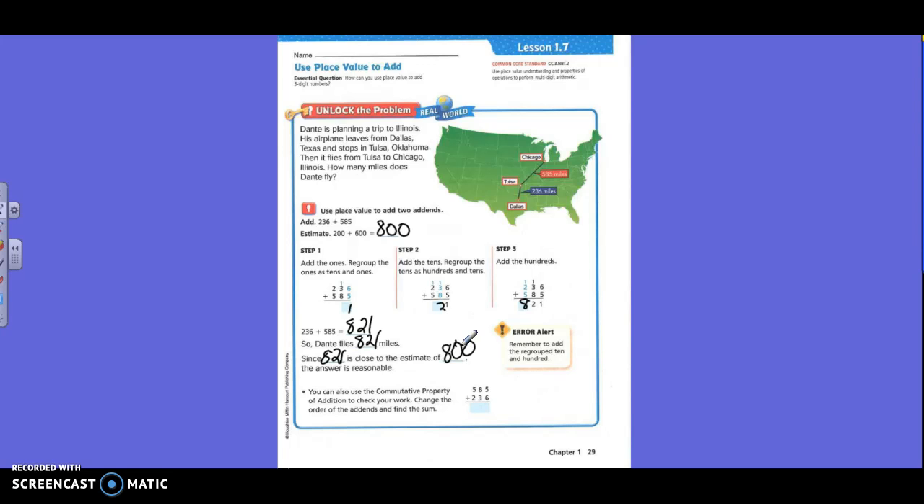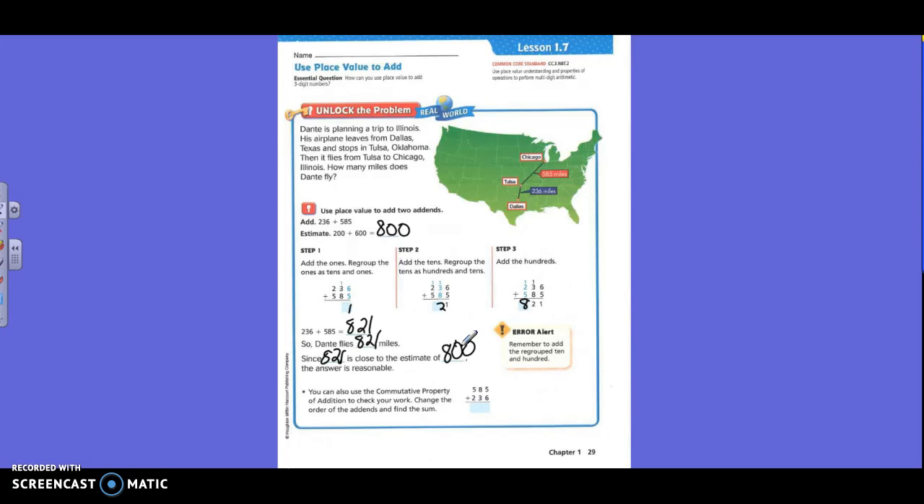Now, you can also use the commutative property of addition to check your work. You just change the order of the addends to find the sum. We had 236 on the top and 585 on the bottom, right? Do you see how they flipped that? Now 585 is on the top and 236 is on the bottom. Go ahead and add those again and see if you get the same answer.